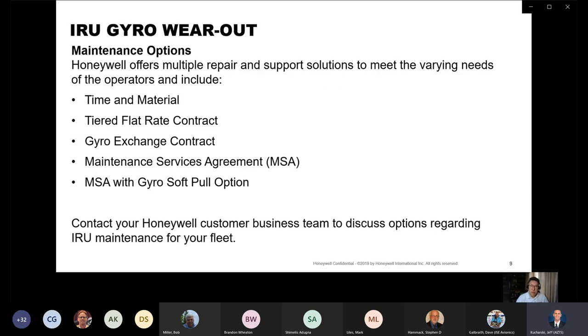Honeywell offers multiple repair and support solutions to meet the varying needs of the operators and include time and material, tiered flat rate contract, gyro exchange contract, maintenance services agreement, and maintenance services agreement with gyro soft pull option. Contact your Honeywell customer business team to discuss options regarding IRU maintenance in your fleet.